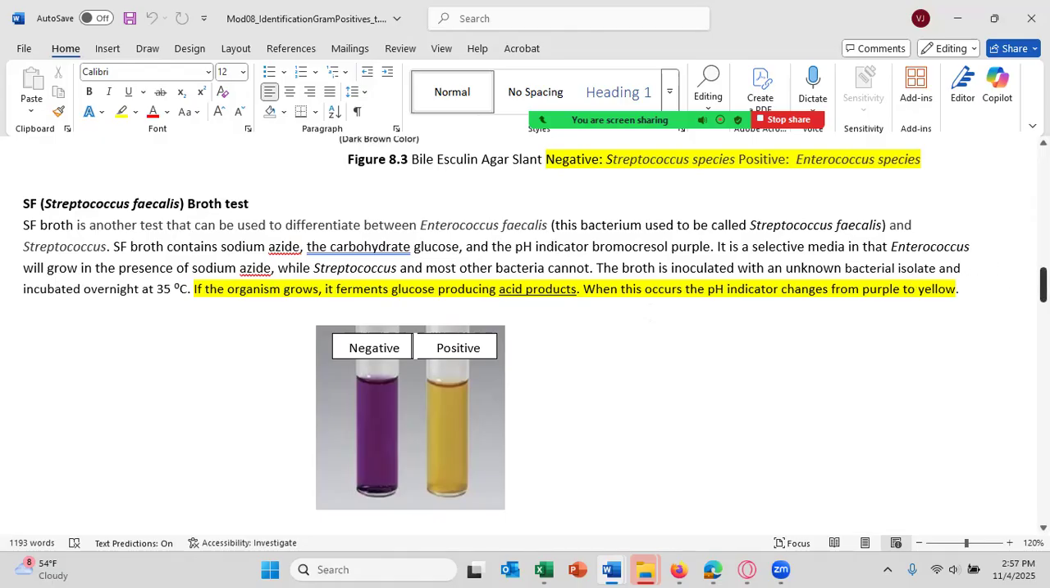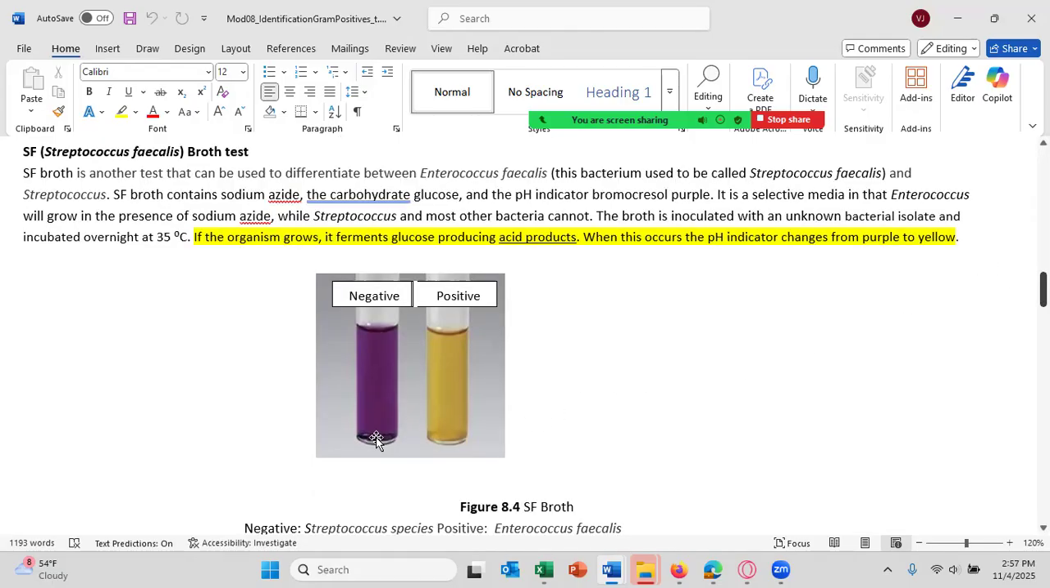Anyways, the SF broth test has a purple color. It has sodium azide and the carbohydrate glucose in it, and a pH indicator, which gives it this purple color. If the bacteria can hydrolyze the glucose, it'll make acid products, changing the appearance of the color in the tube to a yellowish color.